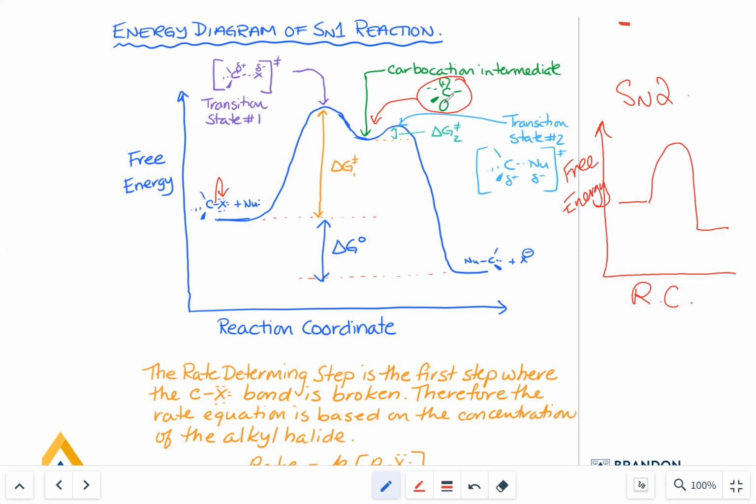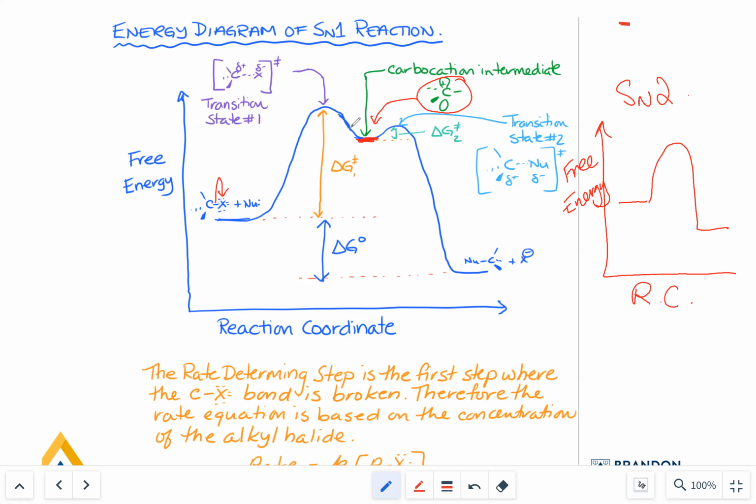Just think that carbon with a positive charge, carbon doesn't want a positive charge, so that's going to be a high energy intermediate here. And so there's going to be an activation energy and a transition state to get to the carbocation, and then it's going to quickly react with a nucleophile to form our final product.